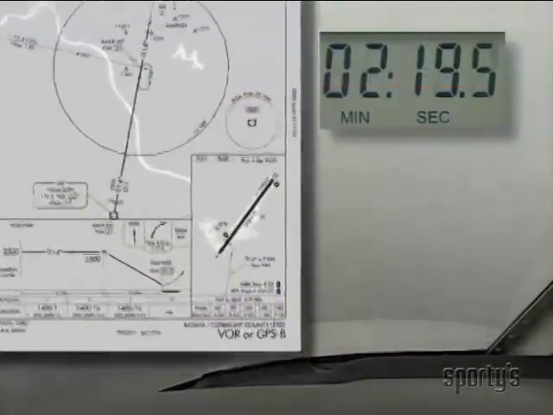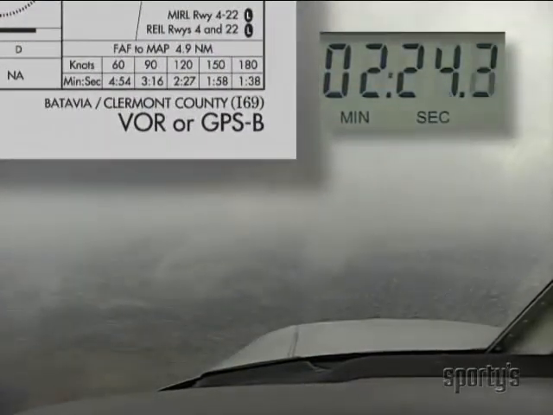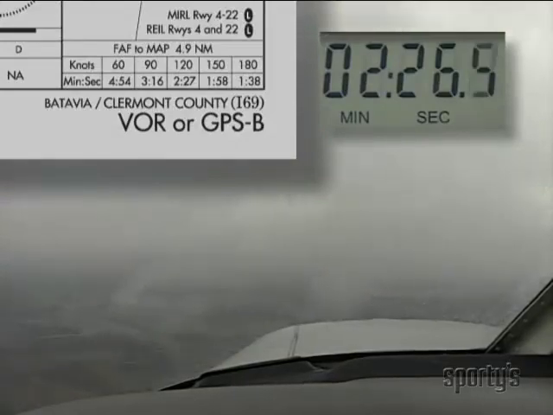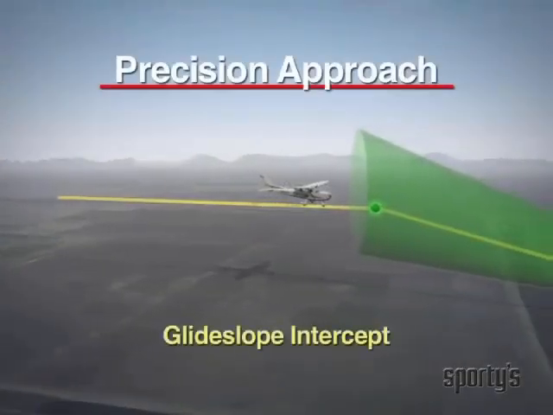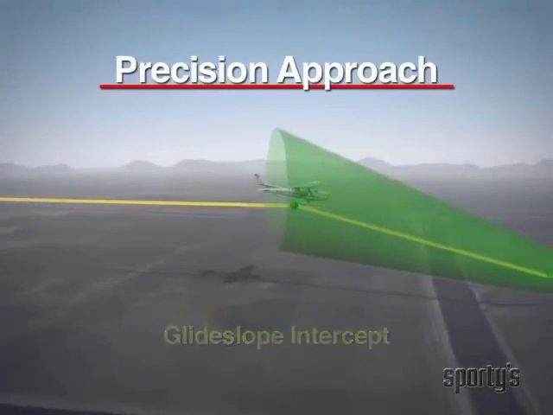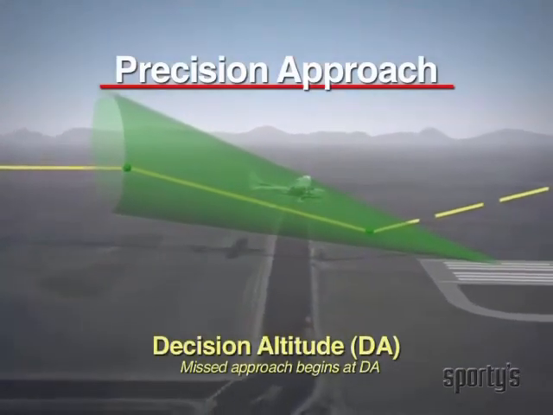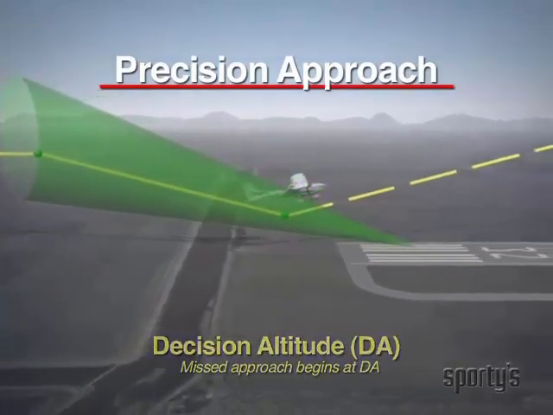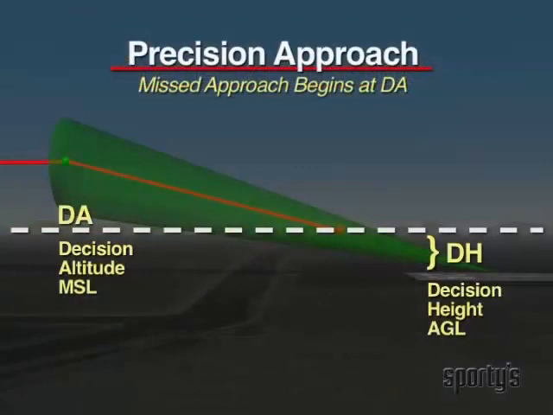The missed approach for some non-precision approaches starts on the basis of ground speed and time to fly from the final approach fix to the missed approach point. Other approaches have a fix where the missed approach begins. On precision approaches, the airplane intercepts and follows the glide slope to an MSL altitude called the decision altitude, or DA. If the runway environment is not in sight at the DA, the missed approach comes next. Incidentally, some use the term decision height instead of decision altitude. Decision height is really the height above the threshold elevation.